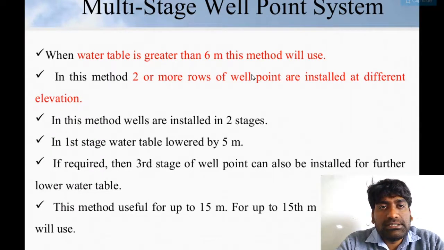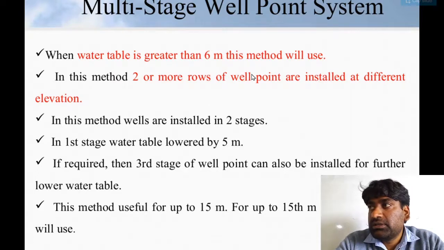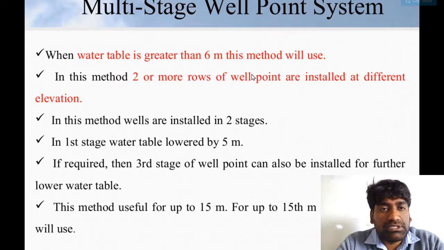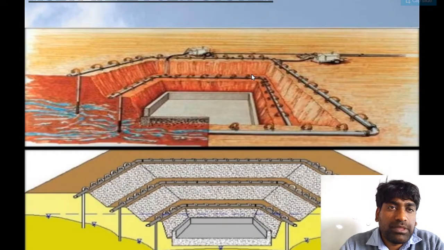When the water table is greater than 6 meter, this method is used. In this method, 2 or more rows of well point systems are installed at different elevations. In this method, wells are installed in two stages. In the first stage, the water table is lowered by 5 meter. If required, a third stage of well points can also be installed to lower the water table further. This method is useful for up to 15 meter. For up to 15 meter, this well system will be used. This is the multi well point system.